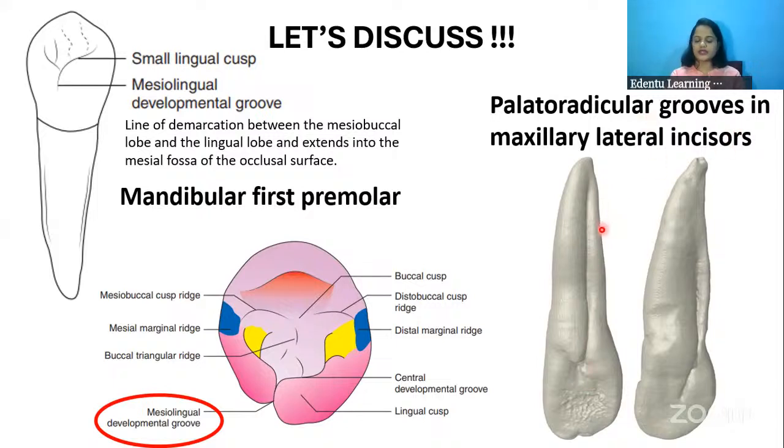So we have discussed the maxillary first premolars, mandibular first premolars, and the maxillary lateral incisors. These three teeth have some special features in them. You should remember that.